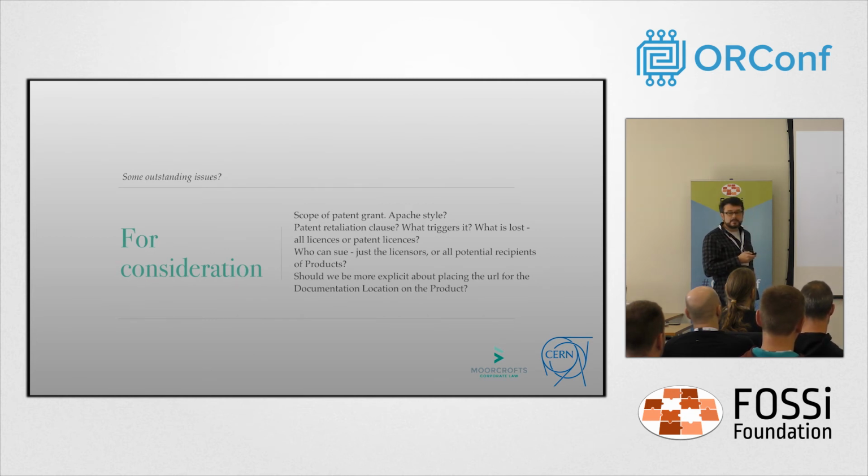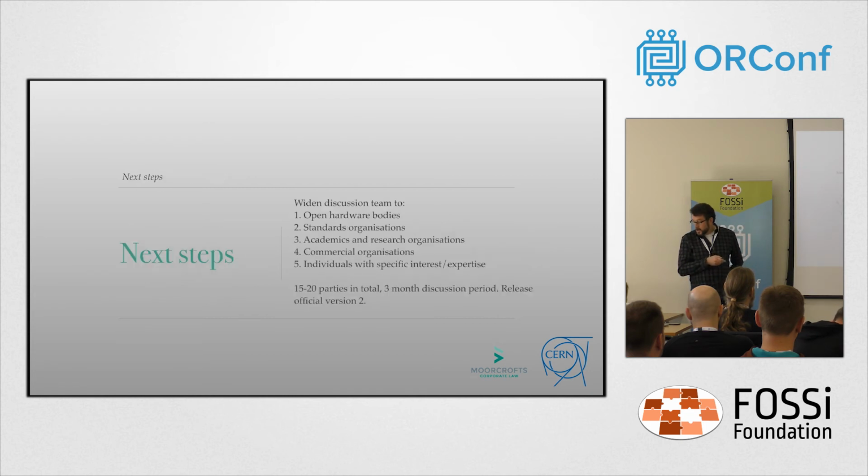Should we be more explicit about the way in which it's necessary to place what is in effect a URL for the location of design documentation on any particular item that is distributed? And that's something we're discussing at the moment as well. So we're pretty close to having a draft that we're happy with.